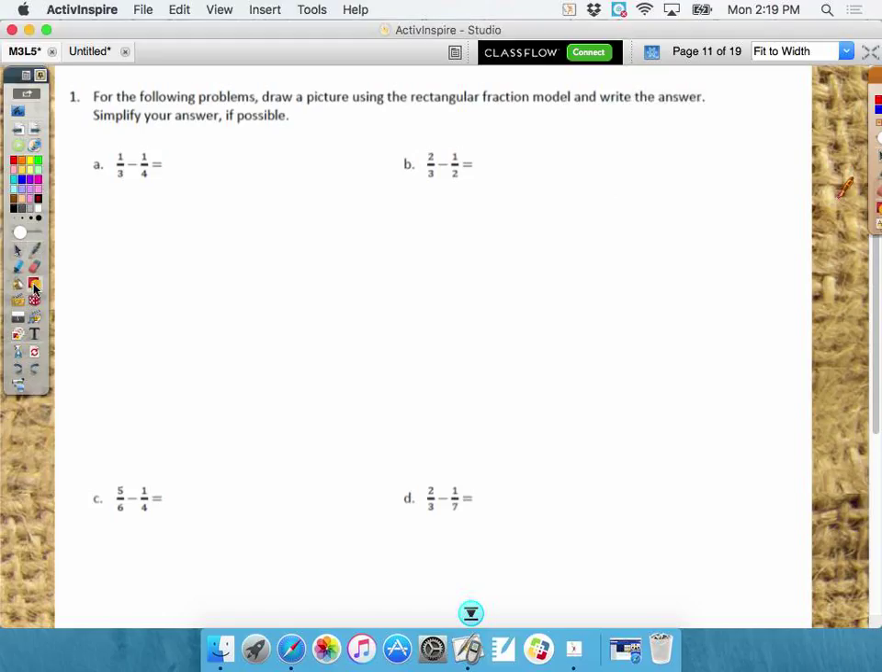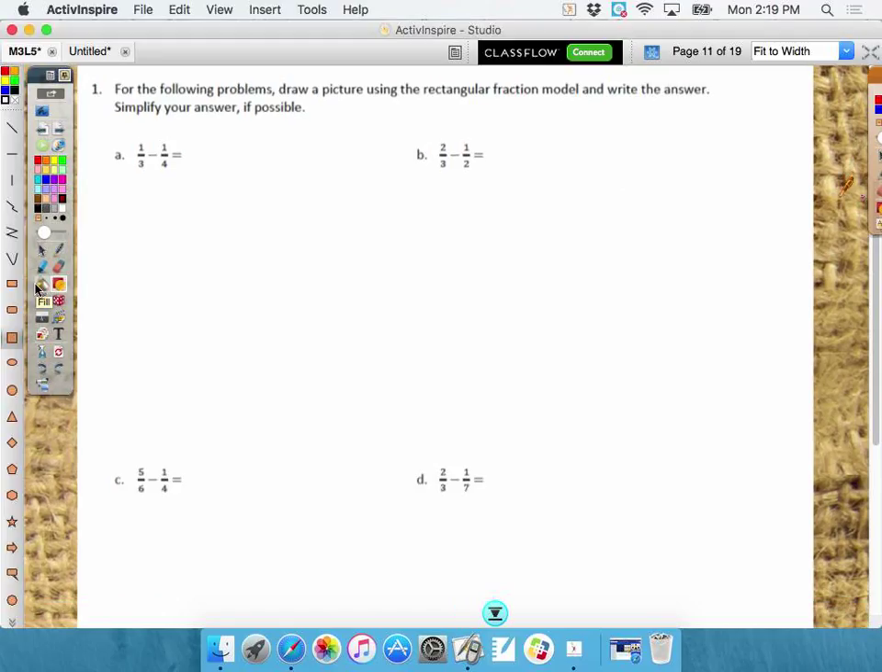All right, the only thing different about today's lesson is that we're subtracting. Everything else is the same. We're still finding like denominators, and our strategy is to what? Multiply the denominators to come up with a new one. So let's start with A.